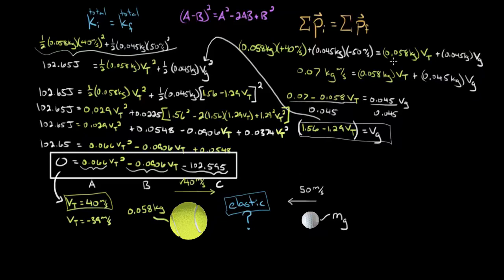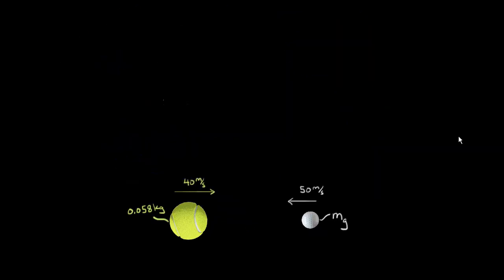We're going to get rid of all these numbers and turn these into variables. Instead of calling it 40 meters per second for the initial velocity of the tennis ball, we're going to leave it symbolic. I'll call it VT for the tennis ball, and then I'll write I for initial. So this is the initial velocity of the tennis ball, and we'll do the same thing for the golf ball. Instead of calling it 50 meters per second to the left, we'll call it VGI, the initial velocity of the golf ball.